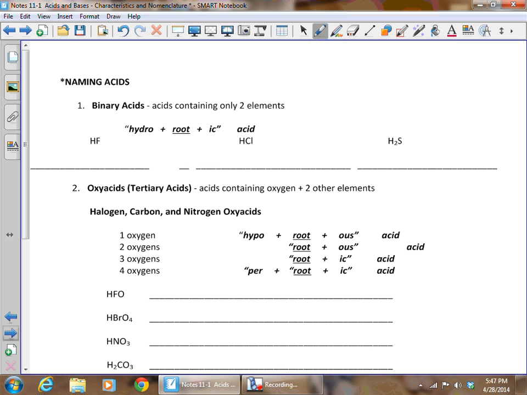So now let's look at naming acids. A binary acid is an acid that contains only 2 elements, hence the term binary. If it's a binary acid, it always begins with hydro. So this is the rule right here. Kind of got squished together a little bit on these notes, but hydro plus the root of the element that is in there other than hydrogen, plus ic on the end.